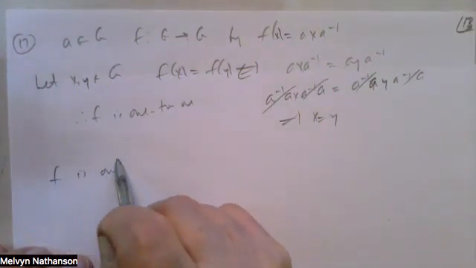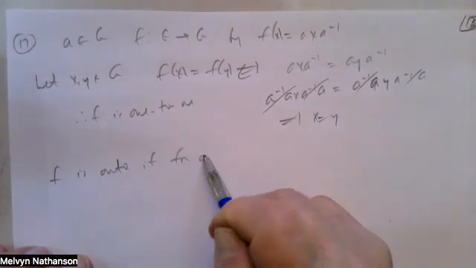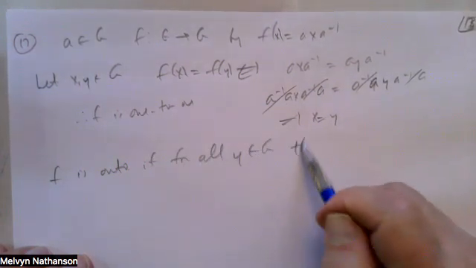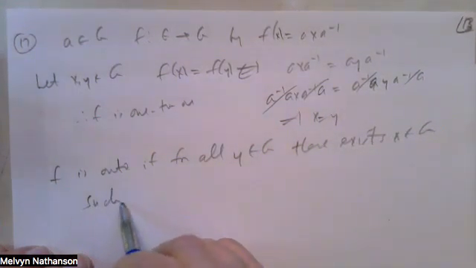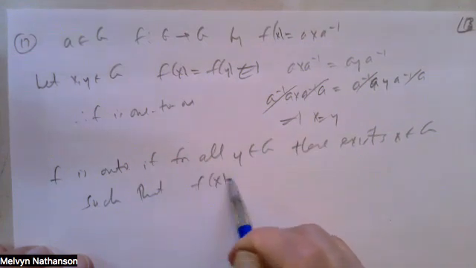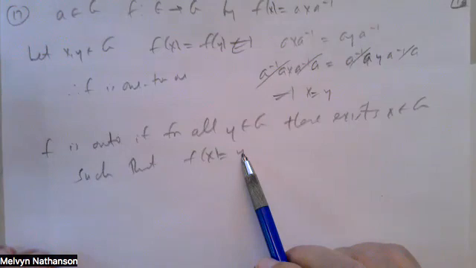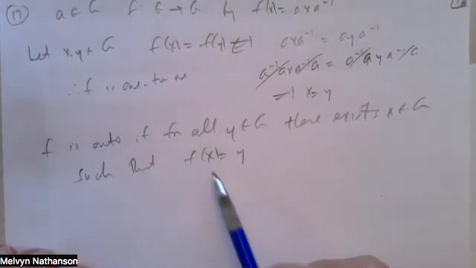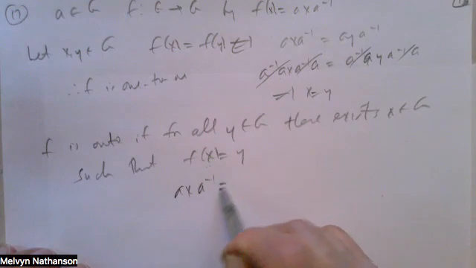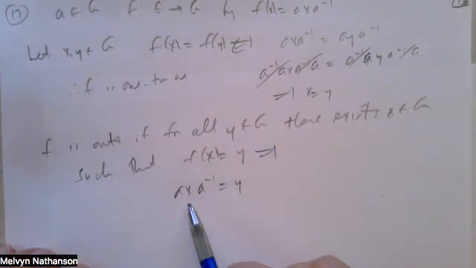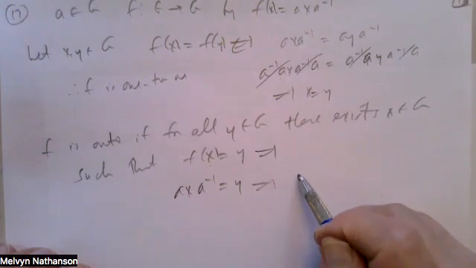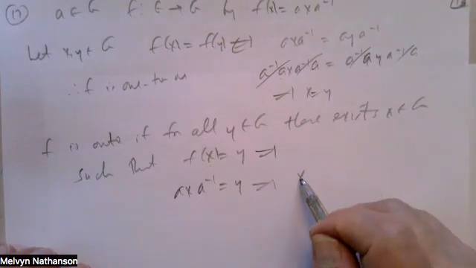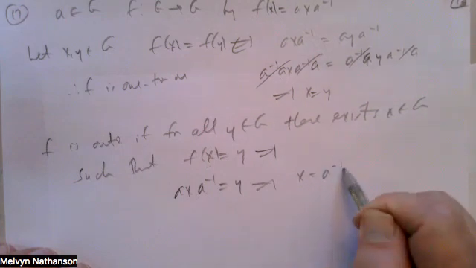And f is onto if for every y in G, there exists x in G such that f of x equals y. So given y, I want to solve this equation: f of x, which is a x a inverse, equals y. So just multiply on the left by a inverse and on the right by a, and take x to be equal to a inverse y a.